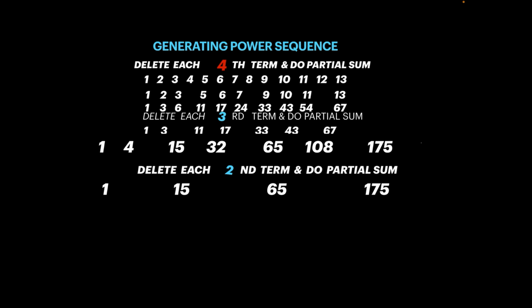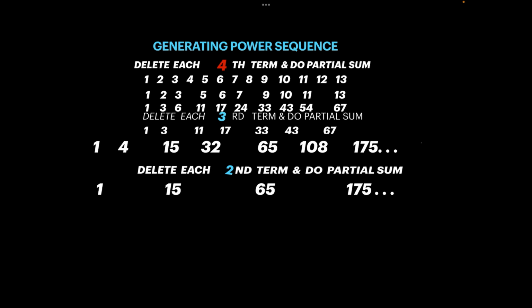Now we have to compute the partial sum of this sequence, and if we compute the partial sum, then we get 1, and 1 plus 15 is 16, and 16 plus 65 equals 81, and 81 plus 175 equals 256. So we got the sequence 1, 16, 81, 256, and this is a very interesting sequence, because this sequence is nothing but the power 4 sequence.